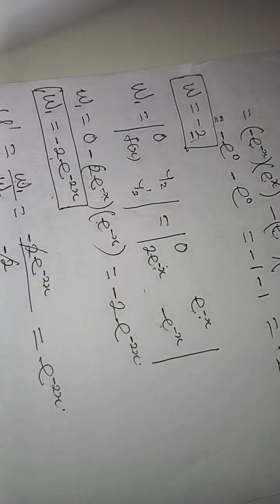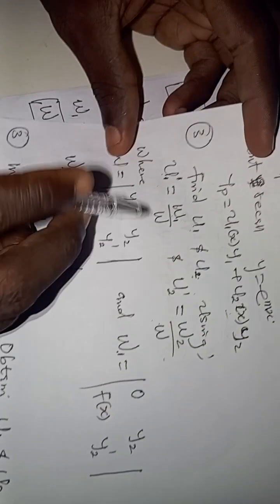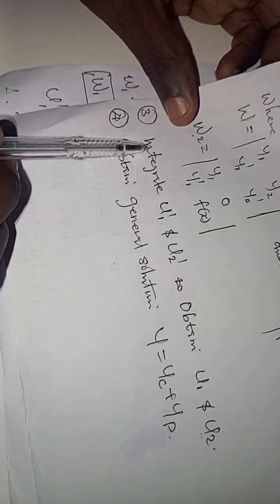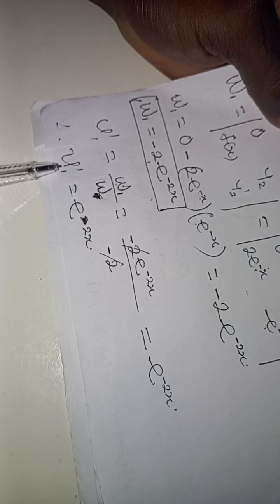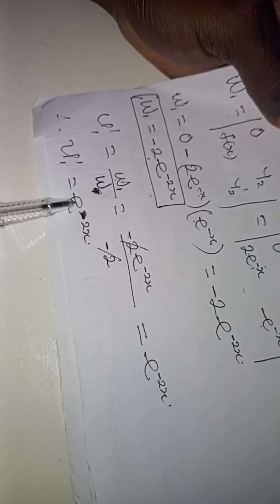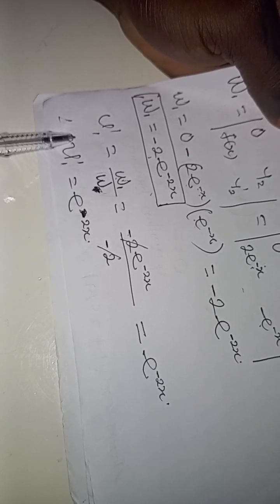Alright, so next up, from the rule, we've obtained u1 prime, and then we are going to integrate it in order to obtain u1 and u2. So we are going to find this, which we have done, and secondly, we are going to integrate the value we've gotten. We've gotten u1 prime, that's du over dx, which is equal to exponential minus 2x. So we are going to integrate this in order to get u1.